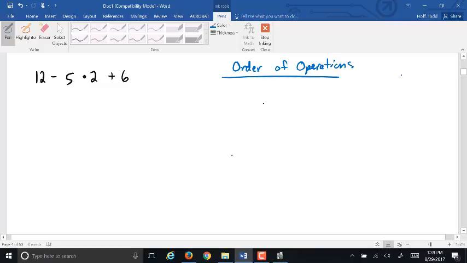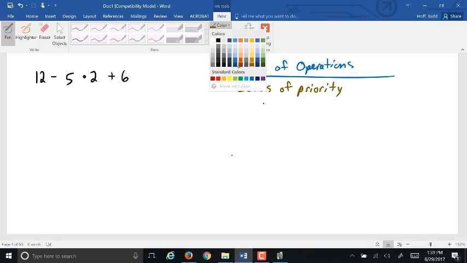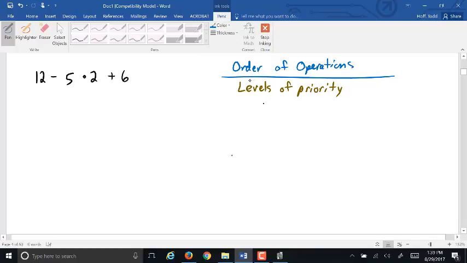Now, the order of operations is often described as a set of steps. And that's not quite correct. What the order of operations really is, is levels of priority. So what that means is the higher up on that list something is, the higher priority it has. Things at the top of the list have to happen before things at the bottom of the list. Our highest level of priority, things that have to happen first, is something called enclosing symbols.